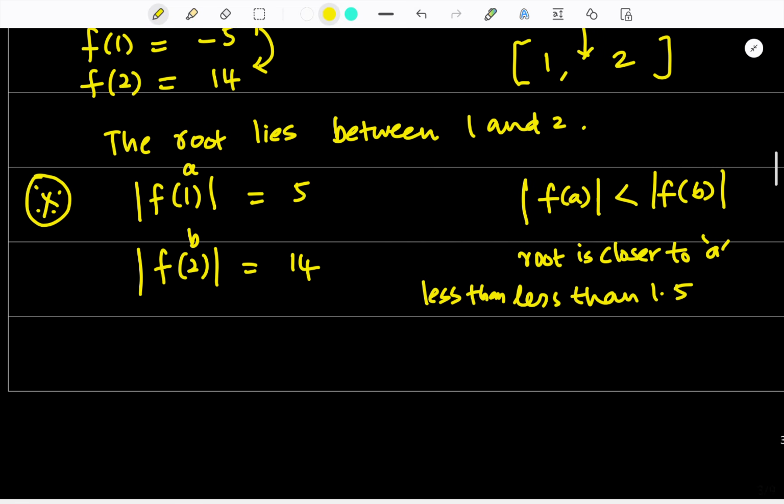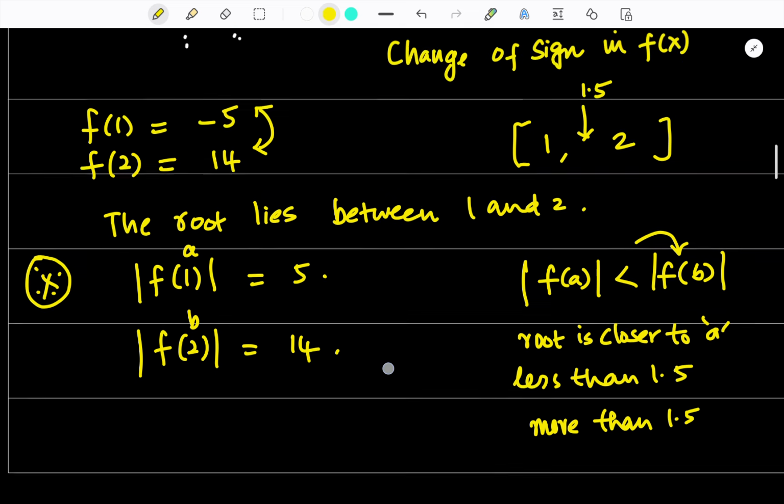Suppose this condition is reversed, say 14 here and 5 here. It means the root is closer to f of b, so it is more than 1.5. These are all shortcuts, keep them in your mind, okay? Just an idea: if the root is less than 1.5, or more than 1.5.